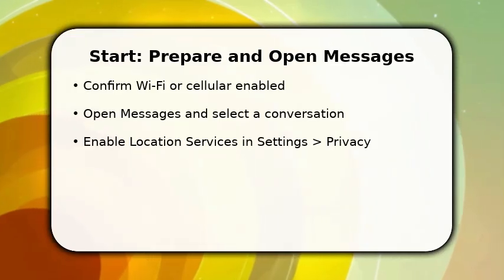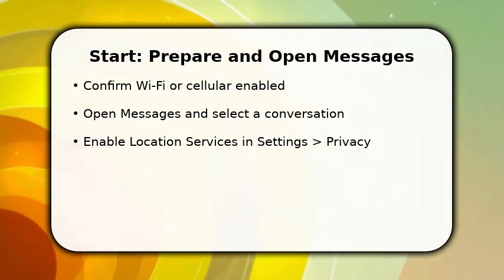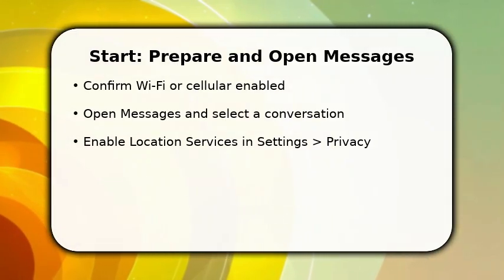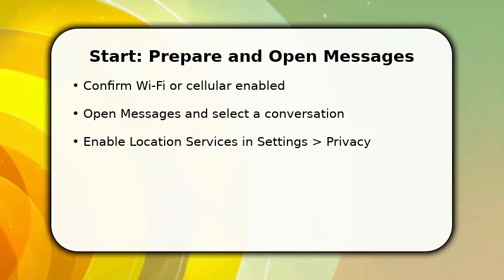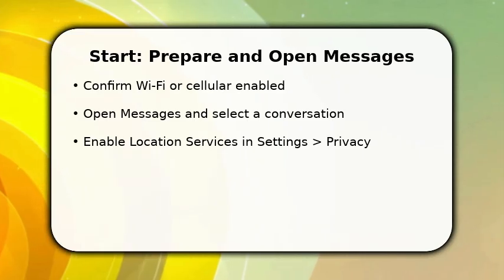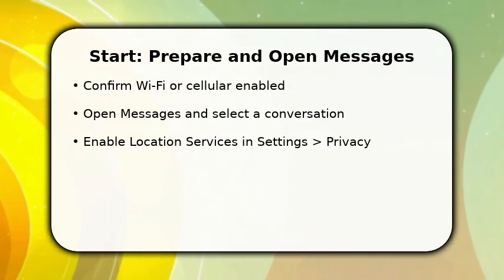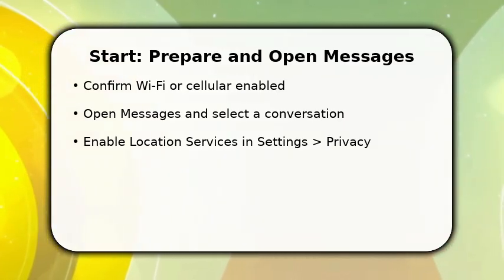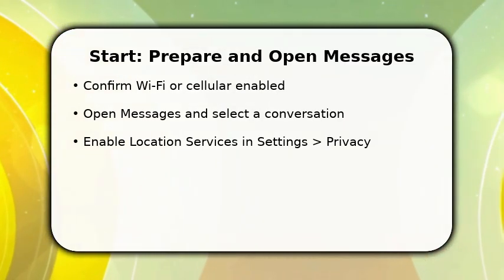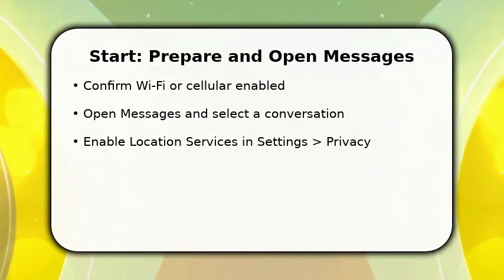You'll begin by confirming your iPhone has mobile data or Wi-Fi and location services turned on. This prevents delays. Next, open Messages and pick the conversation with the person you want to share with. Tap the contact name or info icon at the top. This reveals options. Make sure you choose the correct thread, because once you share live location, it persists according to the duration you select. Now tap Share My Location to continue.